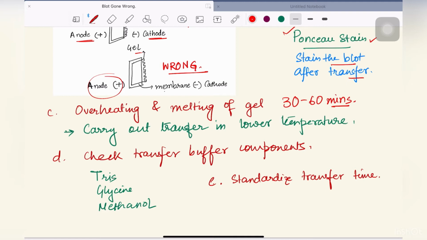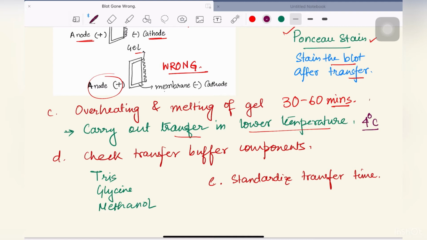That is why you should always carry out the process of transfer at lower temperatures. So we usually carry out transfer, for example, at 4 degrees centigrade, inside a cold room or at a lower temperature.